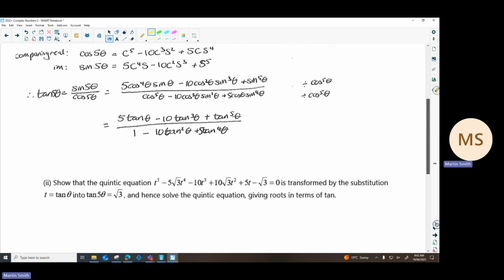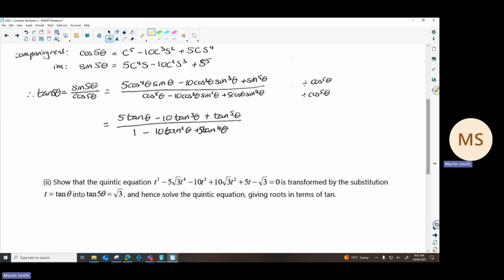So this is what we know so far, and then for part 2, I'm going to use this to solve a quintic, a power 5 equation. So the equation I'm trying to solve is this. It's a horrible quintic equation. These are really difficult to solve. It's got surds in it as well. I'm going to solve this by using this trig identity to turn it into a simple trig equation. The trig equation I'm going to turn it into is tan 5 theta is root 3, and this is doing the substitution t is tan theta.